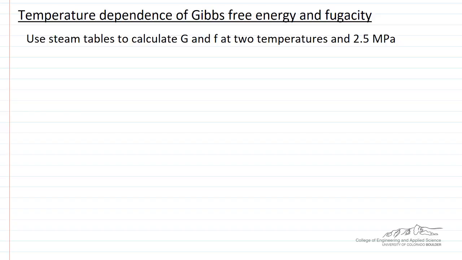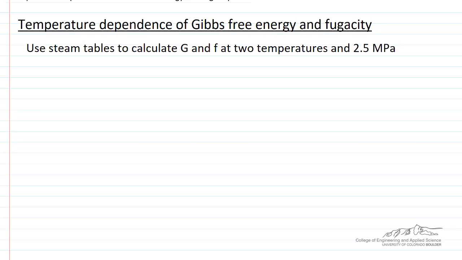In this screencast, we want to compare how the Gibbs free energy and the fugacity of a single component change as we change the temperature. And the way we're going to do this is use water and calculate the Gibbs free energy from the steam tables. And we'll do this at two temperatures and the same pressure. And then we'll also calculate fugacity from Gibbs free energy values.